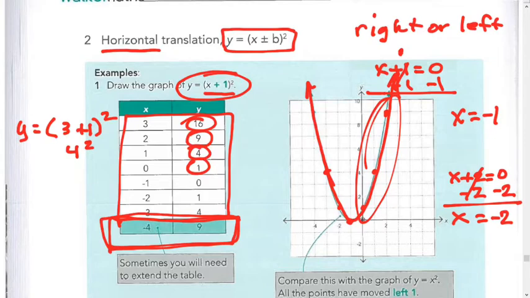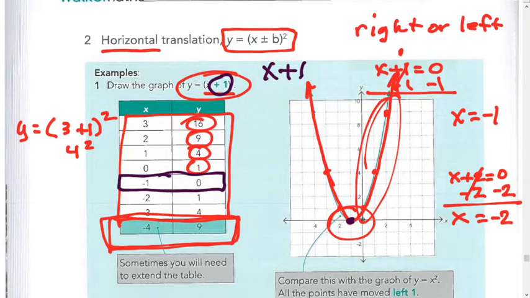All right? Now, notice that the turning point is not on the y-axis anymore. It's moved to the left exactly 1 point. Let me just do it in a different color so you can see where it is. It's right there, which is negative 1, 0. So it's moved over 1 space to the left. Well, I knew that was going to happen because it's x plus 1. If it's x plus 1, the vertex, or that turning point, is going to go to the left 1. If it's x minus 1, it's going to go to the right 1.